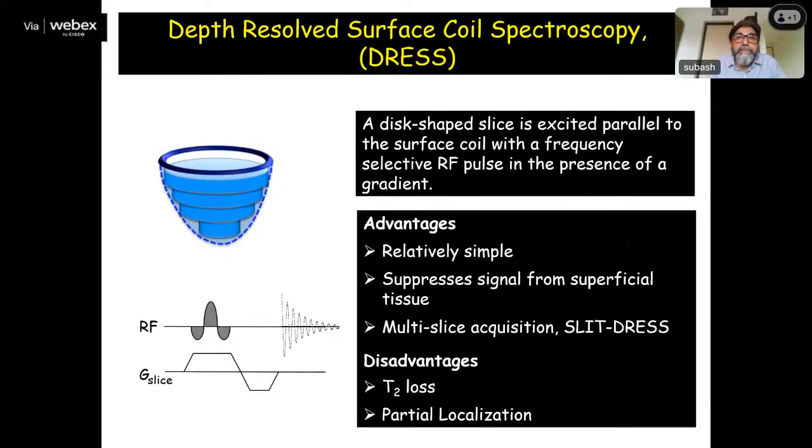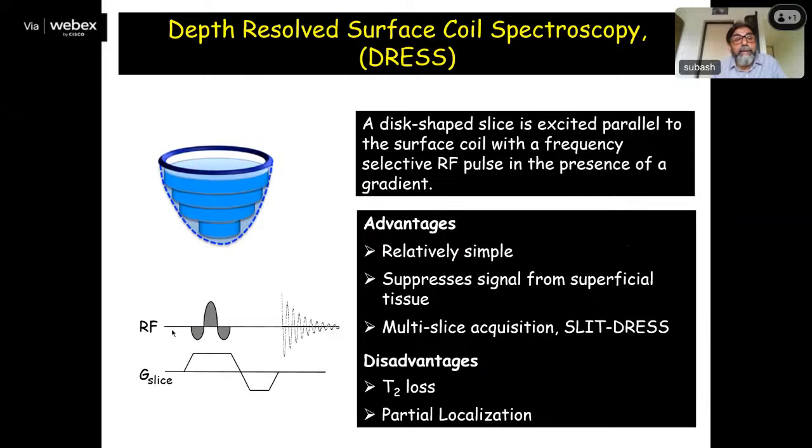So sometimes it is necessary, suppose there's a tumor in the muscle and you have to go to a depth. At the most, one can use a DRESS sequence, which is a sequence like this. You can see the surface coil is here. The profile of the surface coil is like this. It goes up to one radius of this coil. One can have this sensitivity of the surface coil.